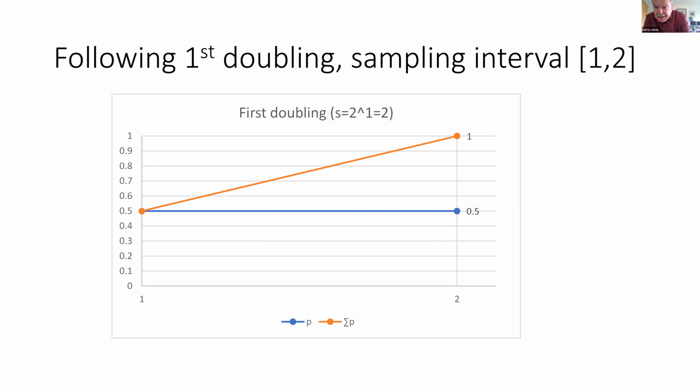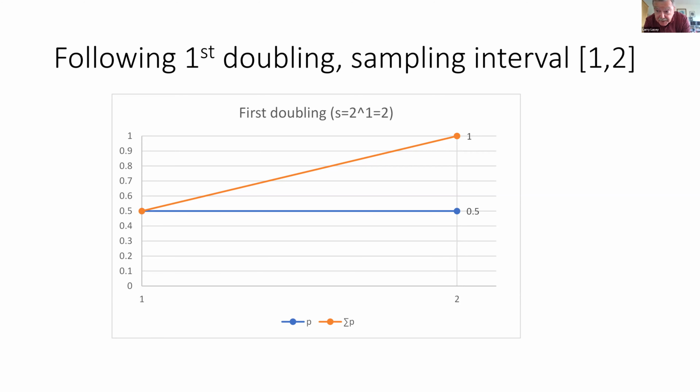And what's happened? We're talking about a uniform distribution. So the probability goes from 1 in just one space to, now we've got 2 spaces, and the probability of being in either of them is 0.5. And so that's the blue line. So you've got two points, 1 and 2, probability is 0.5 for both, and the cumulative probability is, of course, 1. So that's the first doubling.